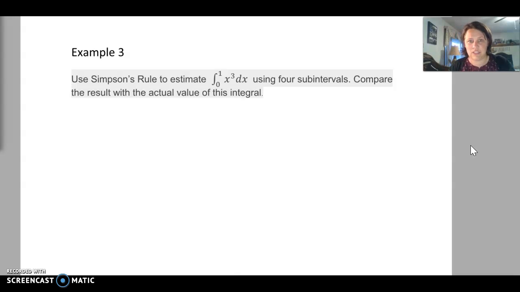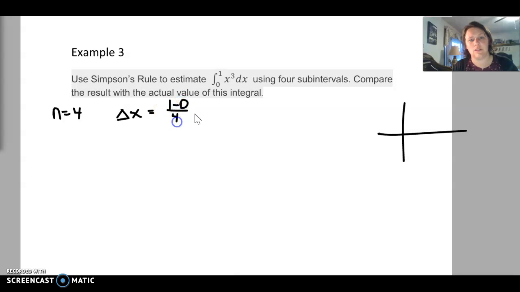So we have our equation, the integral from 0 to 1 of x cubed, and we are going to use 4 subintervals. Just like the other ones, we need to know what n is. n is equal to 4. We also need to know what delta x is, and delta x is going to be equal to (1 minus 0) over 4, so again 1/4.